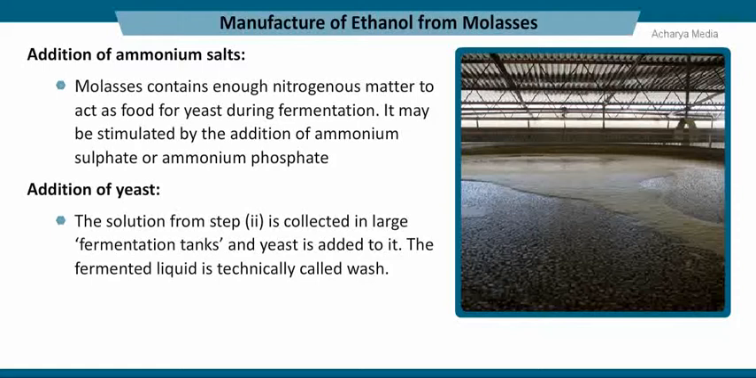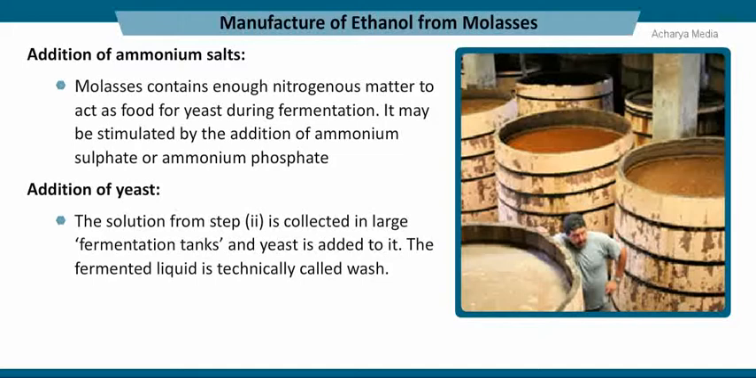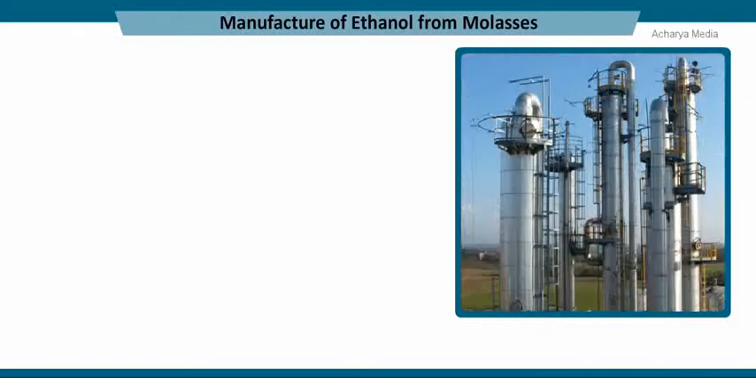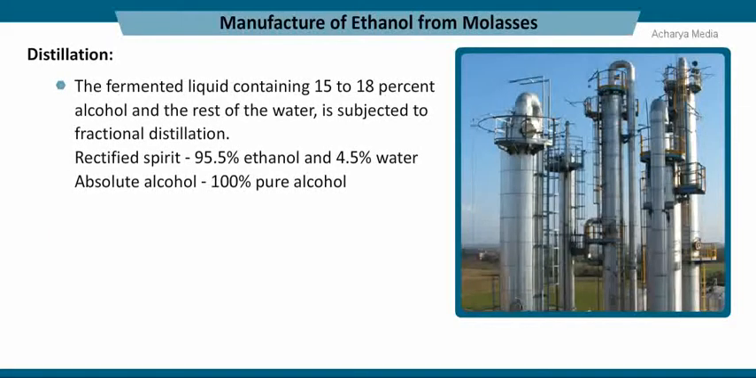The mixture is kept at about 303 K for a few days. During this period, the enzymes invertase and zymase present in yeast bring about the conversion of sucrose into ethanol. The fermented liquid containing 15 to 18% alcohol and the rest water is now subjected to fractional distillation. The main fraction drawn is an aqueous solution of ethanol which contains 95.5% of ethanol and 4.5% of water. This is called rectified spirit.